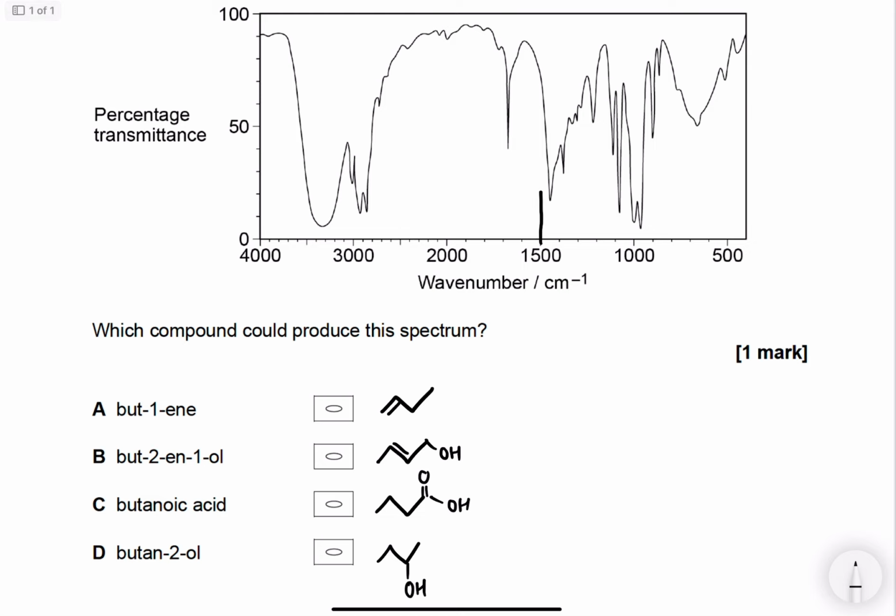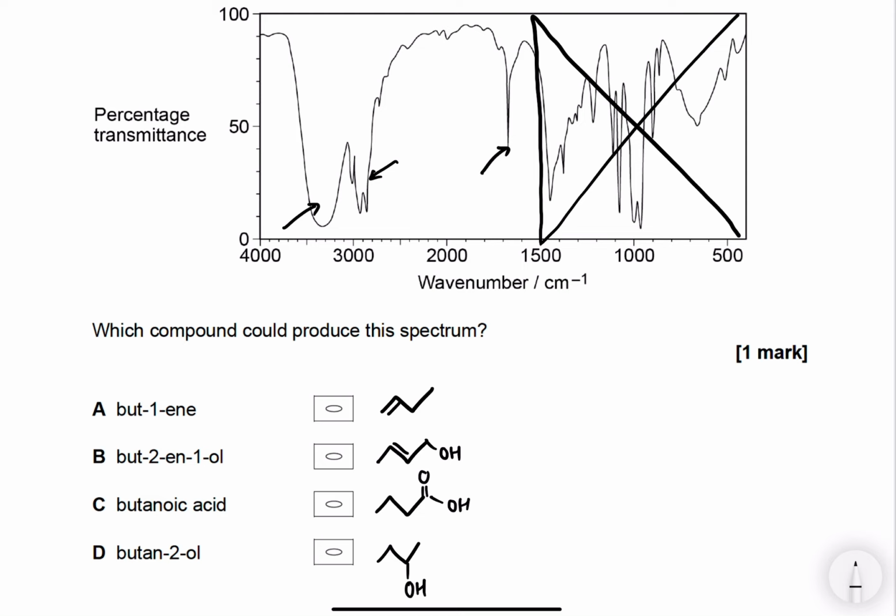The first thing I'm going to do is draw a line at 1500 and get rid of the fingerprint region, because we can't use the datasheet to help us interpret the fingerprint region. We're then going to look at the other parts of the spectrum and look at the characteristic absorptions that we can see. So what's this peak? What's this peak? And to a lesser extent, what's this peak?